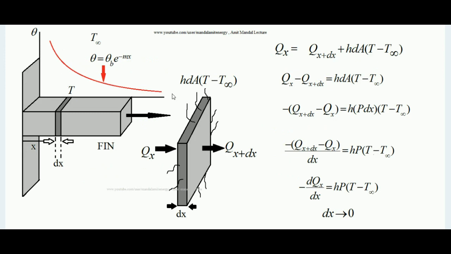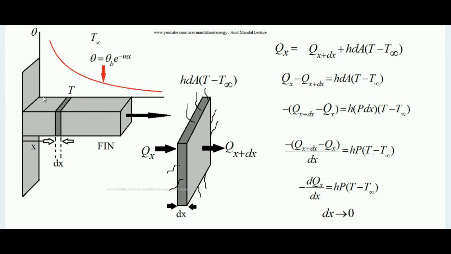Now I am talking about a particular type of fin for which I will perform the heat transfer analysis. The fin is of this type: this is the surface through which heat has to be transferred, and this is the fin which is implanted over it. This fin is of uniform cross sectional area from its base to its tip.